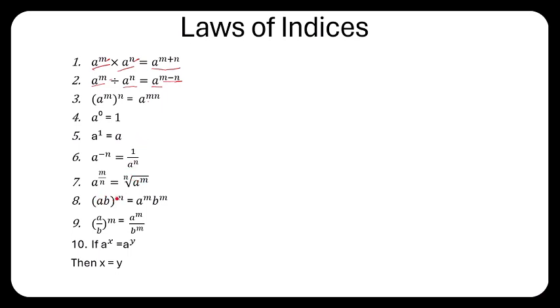ab raised to power m is going to give us a raised to power m times b raised to power m. A over b, a all over b raised to power m is going to give us a raised to power m all over b raised to power m. So the 10th law, if a raised to power x is equal to a raised to power y, then x is equal to y.